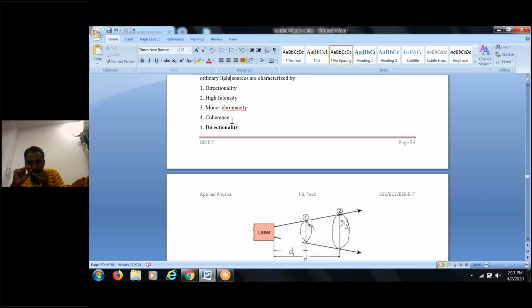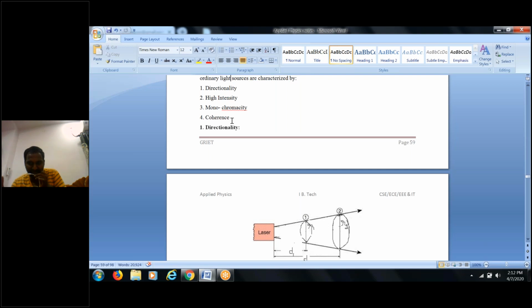Because of the narrow width exhibited by the laser light, due to the presence of these coherent photons, it can possess only one wavelength. That's why monochromaticity is applicable. And the last one, coherence. Because of this small bandwidth, it is very easy for us to maintain a constant phase difference between any two consecutive crests or troughs. That's why coherence is also possible only in the case of laser light.